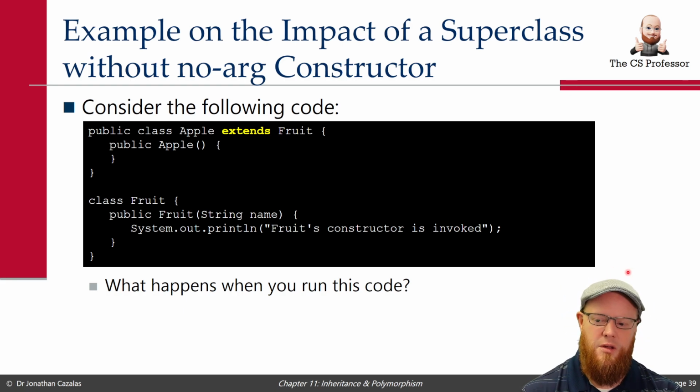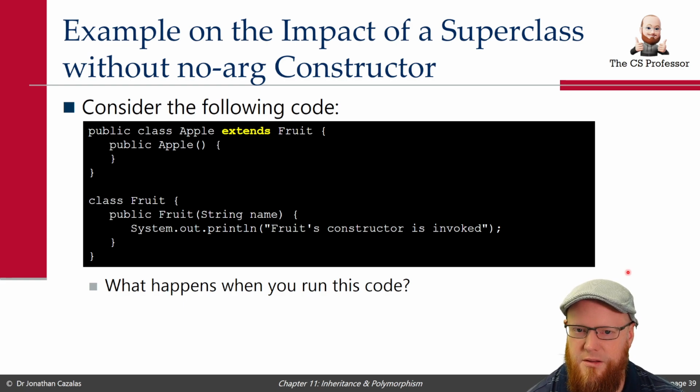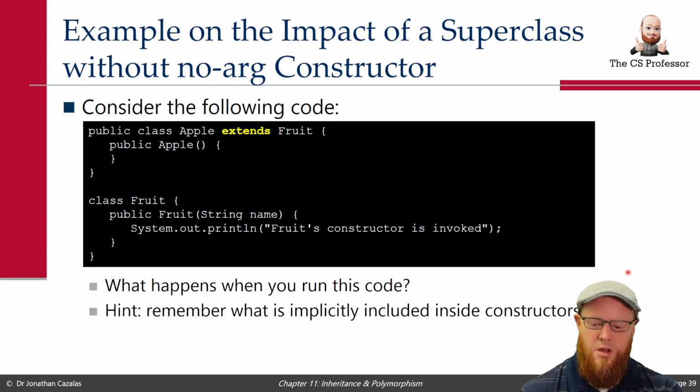Pause the video, look at this code, and ask yourself, well, what do I think happens? And then come back. And I'll give you a hint if you were confused. Remember what is implicitly included inside your constructor. Remember, here we're trying to make a new Apple. That was the example. We have a main, and the main says make a new Apple and call the no-argument constructor of Apple.